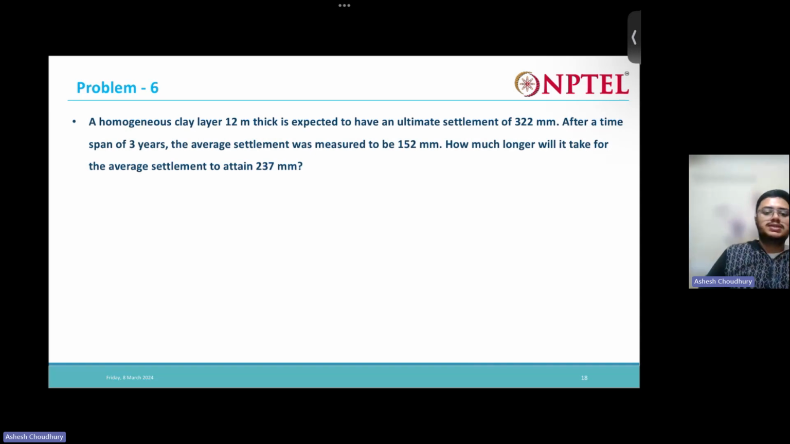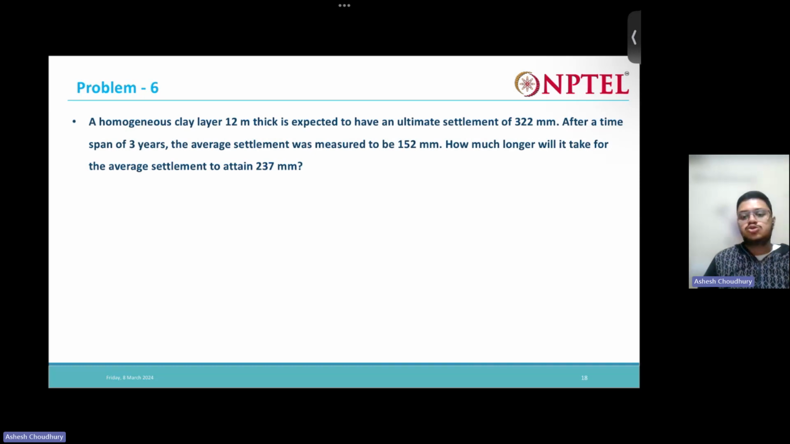Now next problem. A homogeneous clay layer 12-meter thick is expected to have an ultimate settlement of 322 mm. After a time span of 3 years, the average settlement was measured to be 152 mm. So the ultimate settlement is given to you, that is 322, means 100% settlement is 322 mm. After a time span of 3 years, the settlement that has occurred is 152 mm.